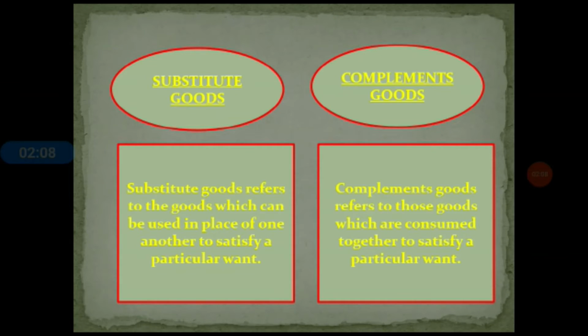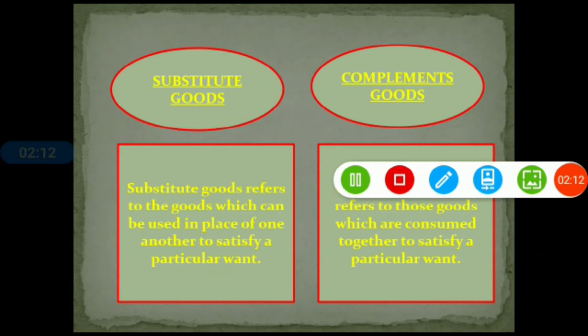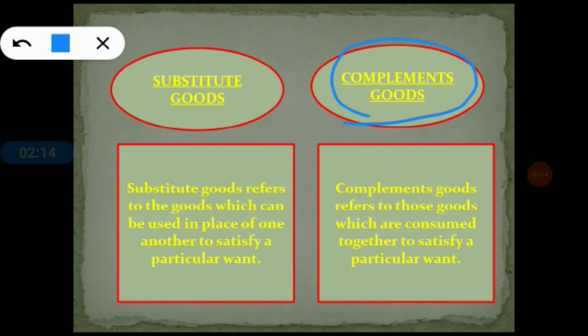Here we have to explain what you mean by substitute goods and what you mean by complement goods. We have already told that positive cross price elasticity is associated with substitute goods, and negative cross price elasticity is associated with complement goods. But do you have any idea, learner, what you mean by substitutes and complements?